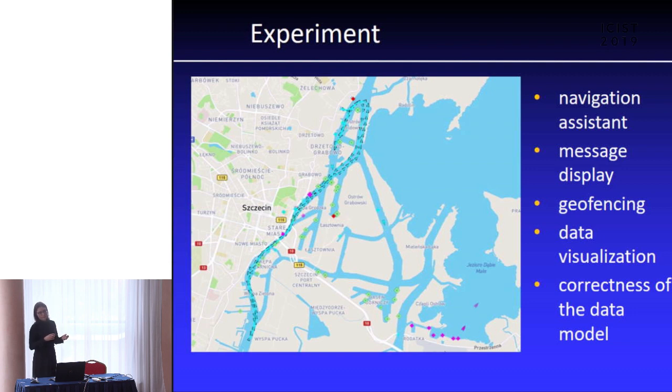Comparing the display of the ECDIS system and our system, 2 routes were proposed for our ships. And the test area is included in the Port of Szczecin, as we can see. And as part of the test, the navigation assistant, message display, geofencing, data visualization, and correctness of the data model, of our new model, were checked.